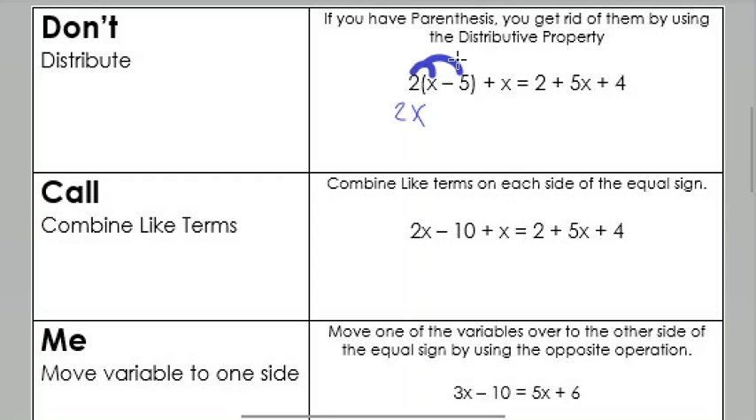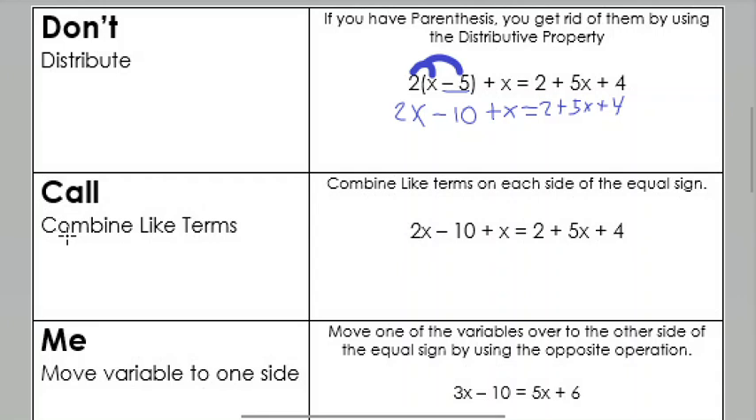And then I would do 2 times negative 5, because that sign in front of that 5 is a minus, so that means negative. So 2 times a negative 5 would be negative 10. And then I don't have any other parentheses, so I would just bring everything else down. So don't call me after midnight, the "don't" stands for distribute, and that's how we get rid of parentheses.